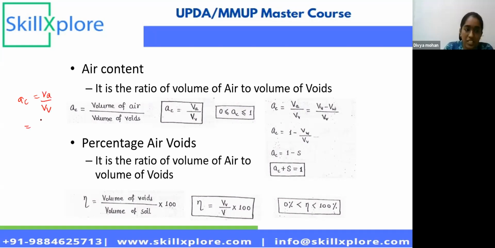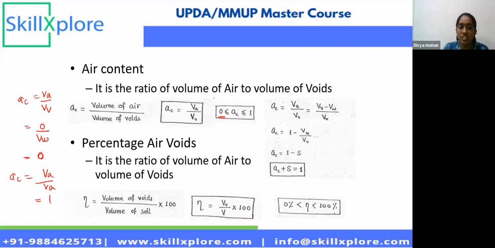So for fully saturated soil, VA may be 0 and VV will become VW, so this value will be 0. So AC can attain a value of 0, and for a dry soil, VV is completely VA, so it can take a value of 1. So air content can be in the range of 0 to 1. It can take a value of 0 and also a value of 1.